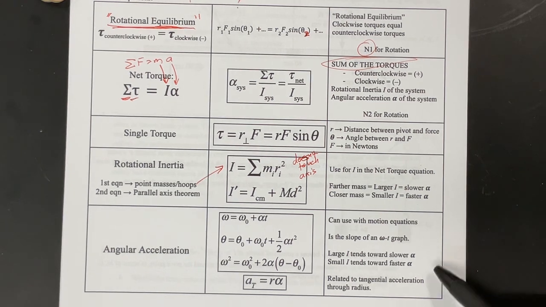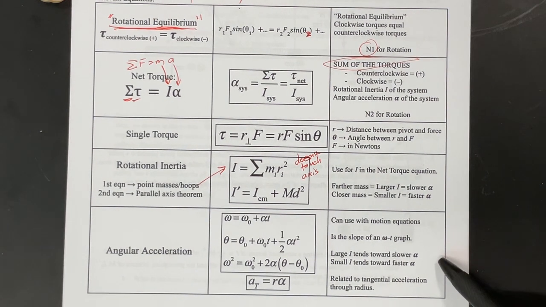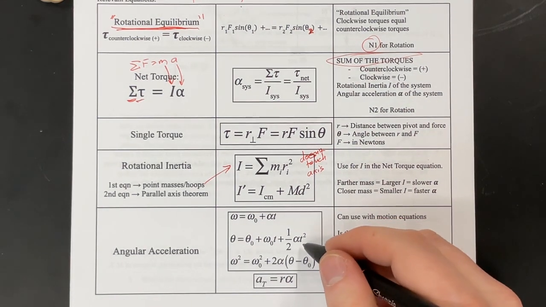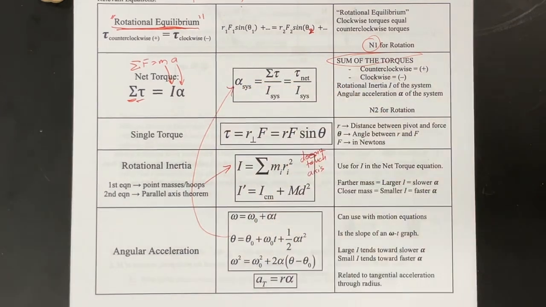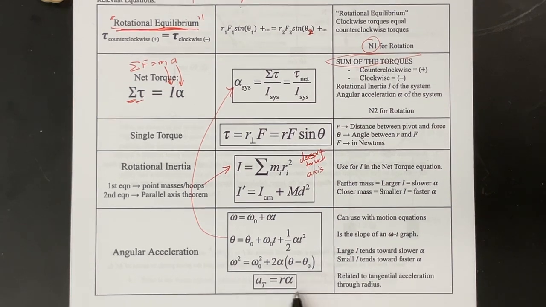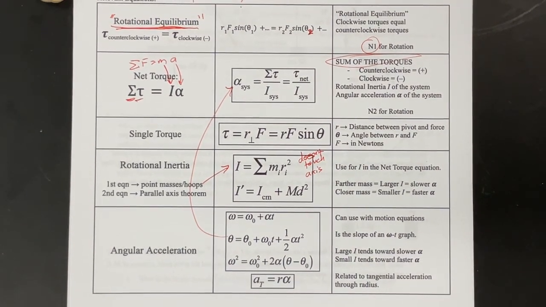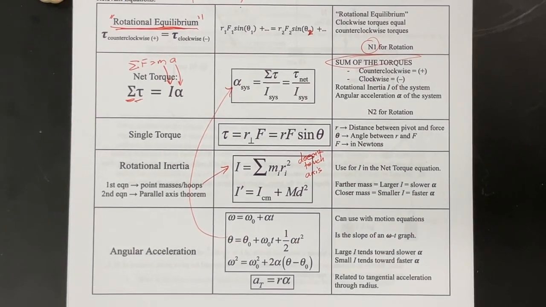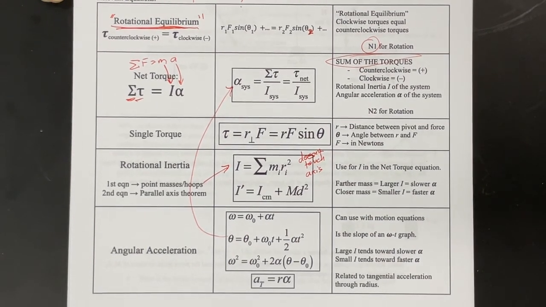Angular acceleration, this is what we've done the last couple times. Just motion equations, you can find alpha. Because once you find alpha, then you can plug it into the net torque equation. You can use tangential acceleration, any of those, just like we did with motion equations to find a, plug it into Newton's second law. Exactly the same way.